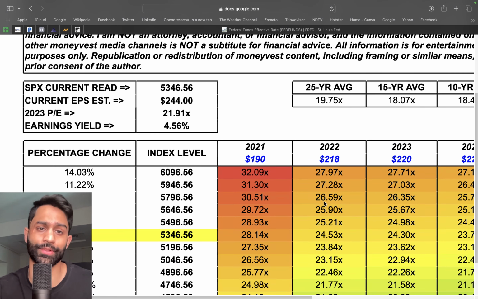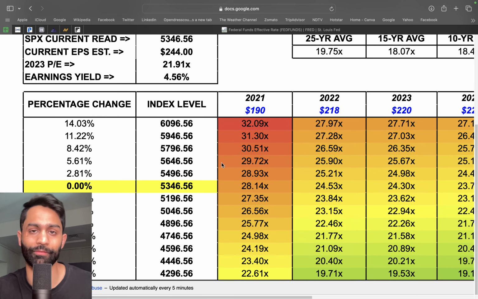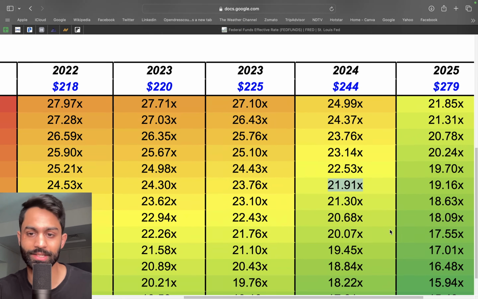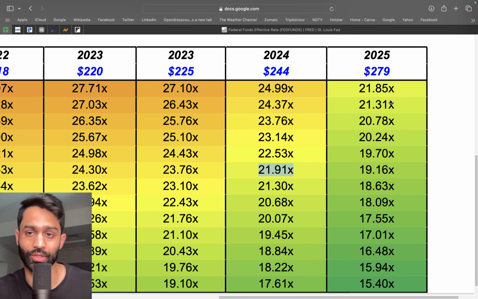So this right here is another spreadsheet which tracks the overall valuation of the S&P 500. And right now we're at 5,346. So you'll notice that based on today's level, since we are down over 6%, based on 2024 earnings of $244, we are trading at just under 22 times earnings. And based on next year's earnings of 2025 of $279, we're trading now at 19 times 2025 earnings multiple.